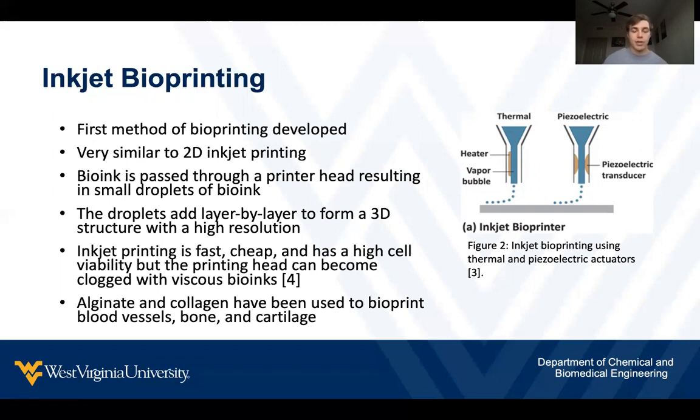So in general, inkjet bioprinting is fast and cheap because it uses existing technology, and it has a high cell viability. So cells can survive very easily and then populate the scaffold. However, one of the drawbacks is the printing head can become clogged with viscous bioinks, in addition to a high cell density that can also clog the printing head. So far, using this technology, alginate and collagen have been used to bioprint blood vessels, bone, and cartilage, along with other different bioinks and tissue types.